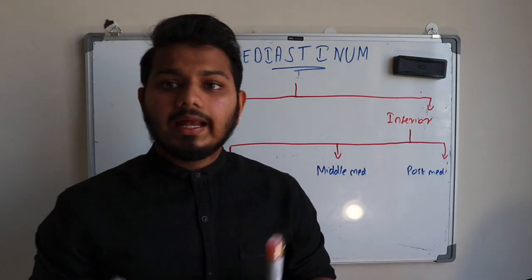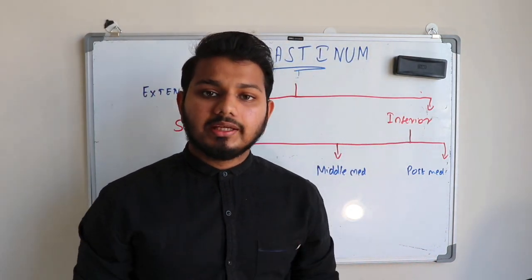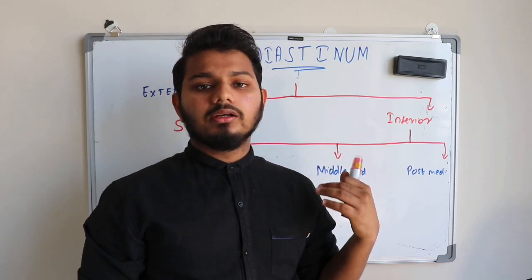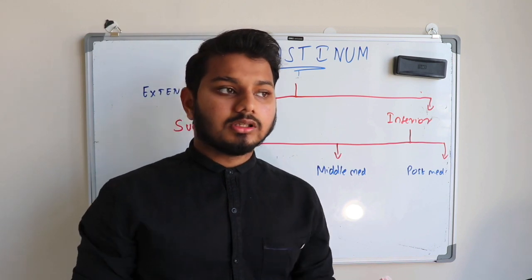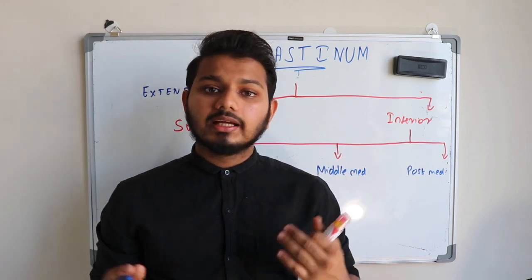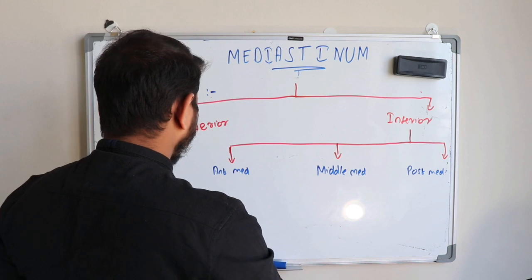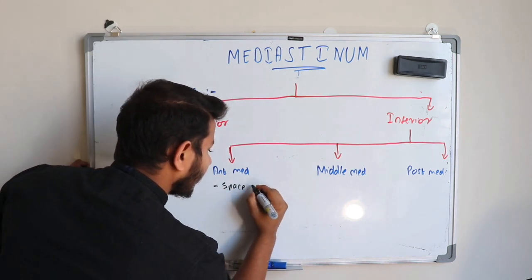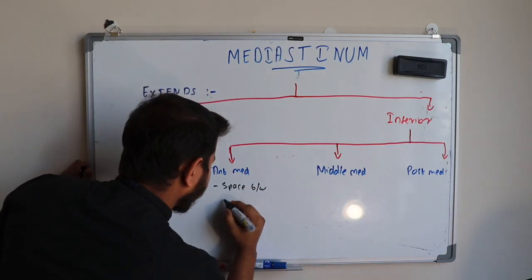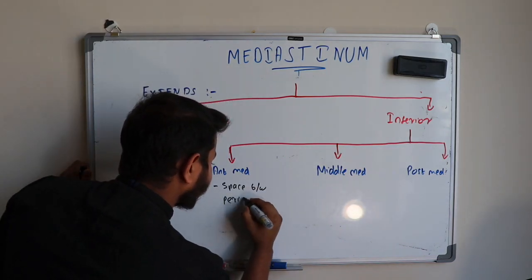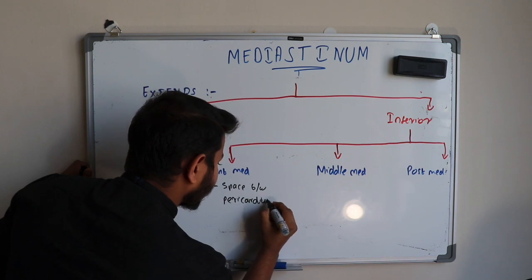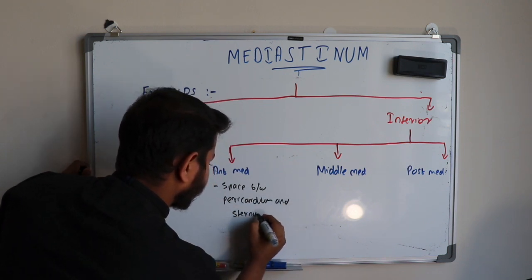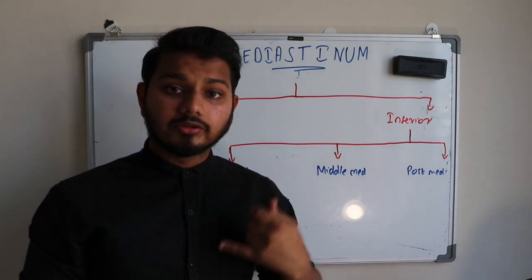So, the anterior mediastinum is the space between the pericardium of the heart and the sternum. The pericardium is the outer sac that covers the heart. So, anterior mediastinum: the space between the pericardium and the sternum.